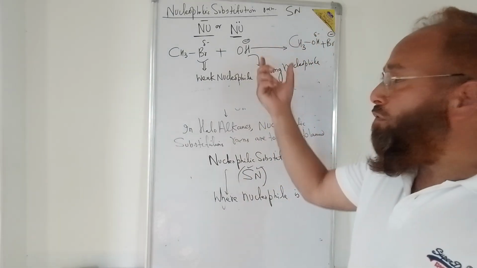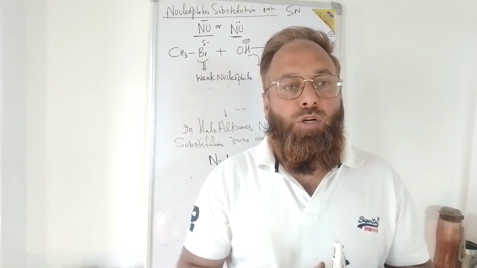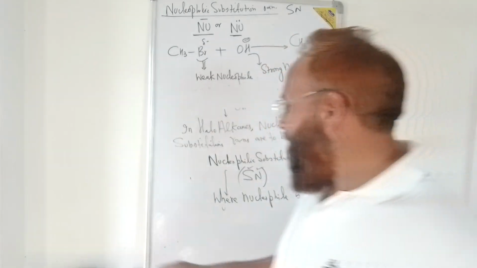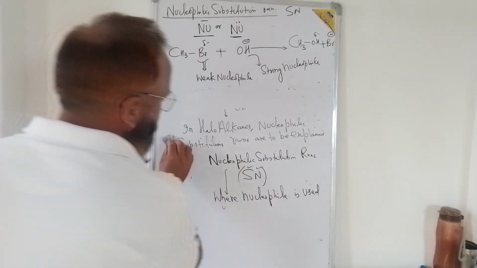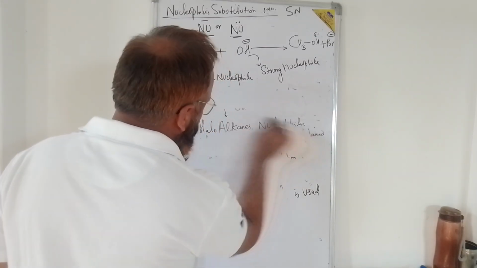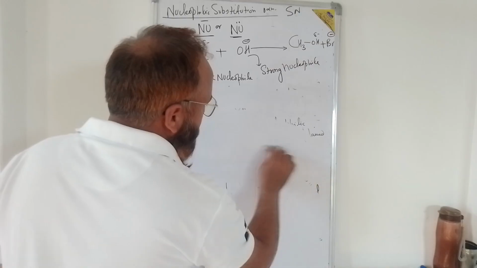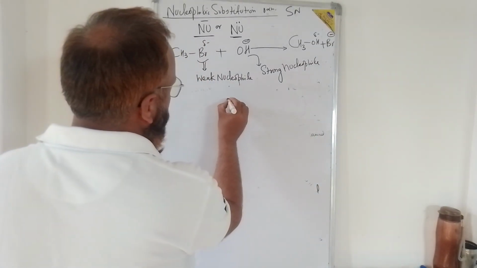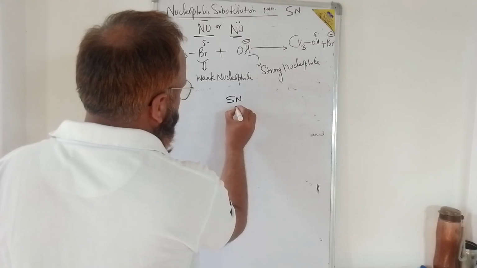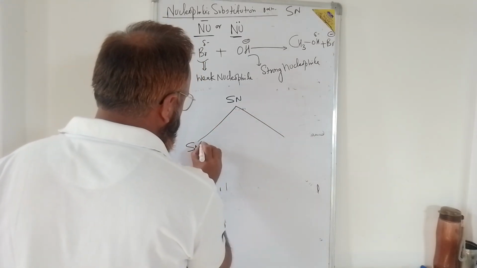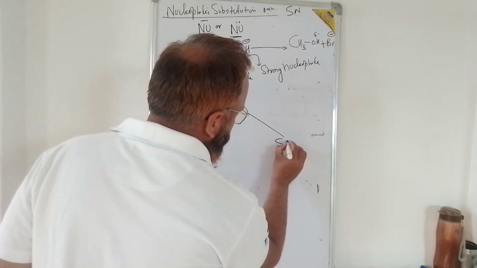Now in nucleophilic substitution reactions, two types of mechanism are to be defined. Write down those mechanisms, SN1 and SN2. So write down, in haloalkanes two types of mechanisms are to be defined, SN1 and SN2.